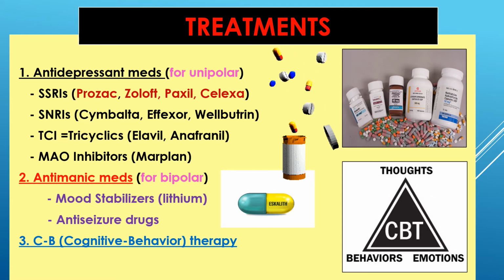What are some of the treatments that are typically used for depression? Well, number one, it's very, very common, of course, for people to be given prescriptions for medicines that are called antidepressant medicines. And for unipolar depression, we have the SSRI drugs, which are the most commonly prescribed. They are drugs like Prozac and Zoloft and Paxil and Celexa. And then there are the SNRI drugs.